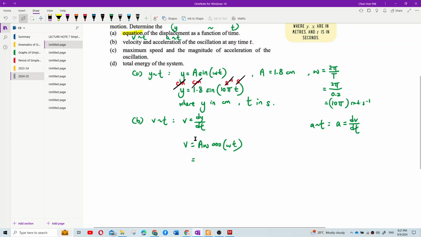So no need to show you how to differentiate. Because to get this formula is also a result of differentiation, right? So you just substitute the A. What is A? 1.8. Wait, I want to check whether the answer is in meter or cm. Let me check first.